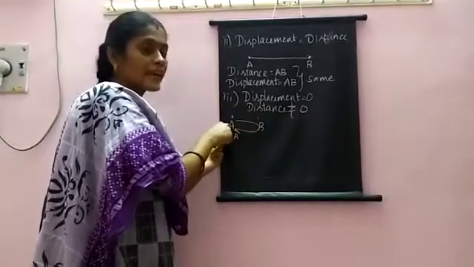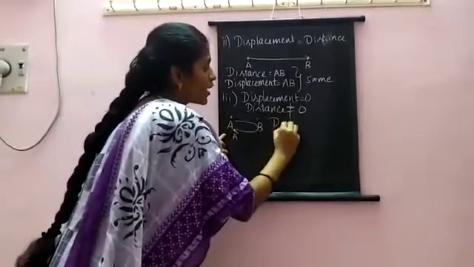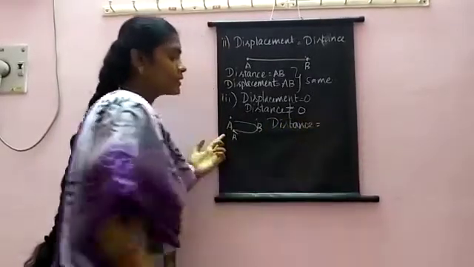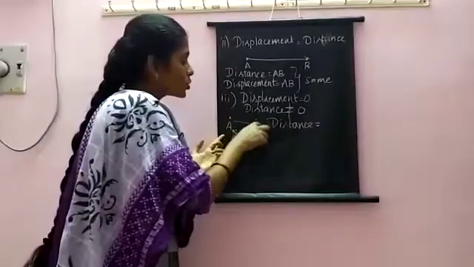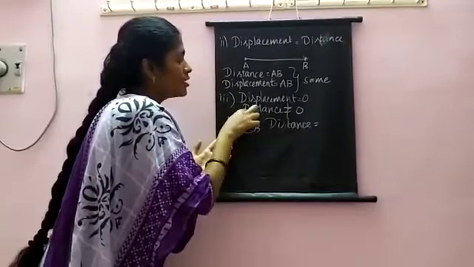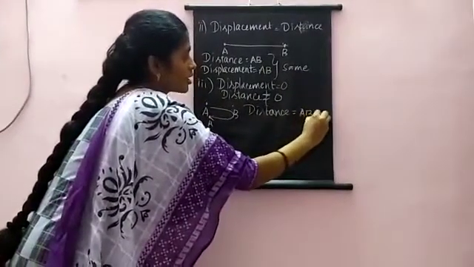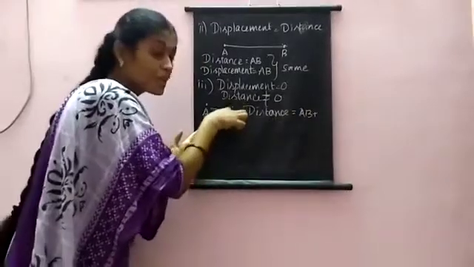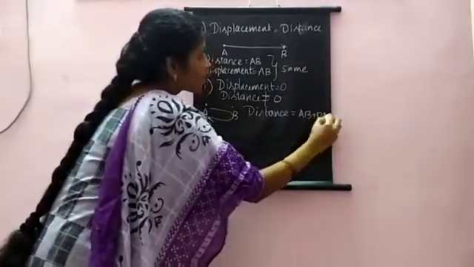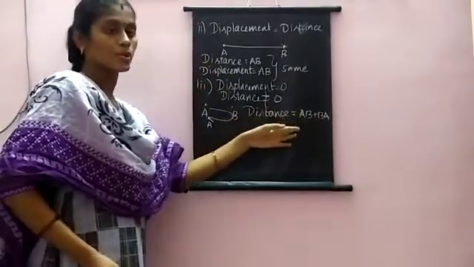In this case, what are the distance and displacement? We know distance is the total length traveled by the object. First he starts from A and reaches B, so AB, then he starts from B and reaches A, so AB plus BA. So the distance is not equal to 0.